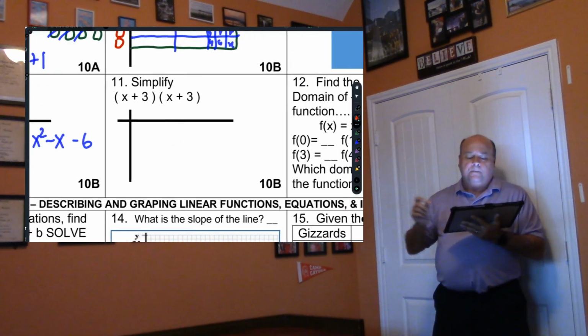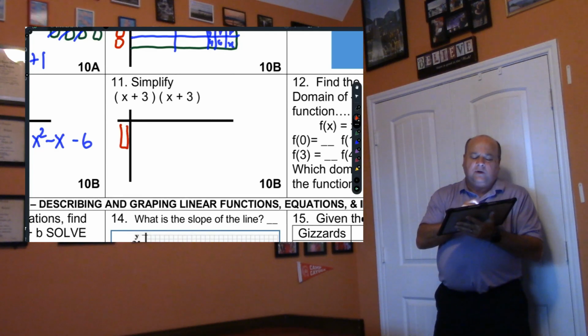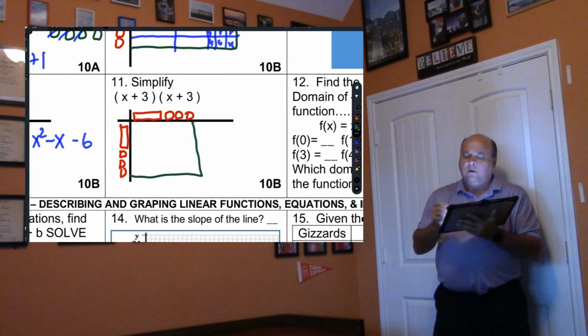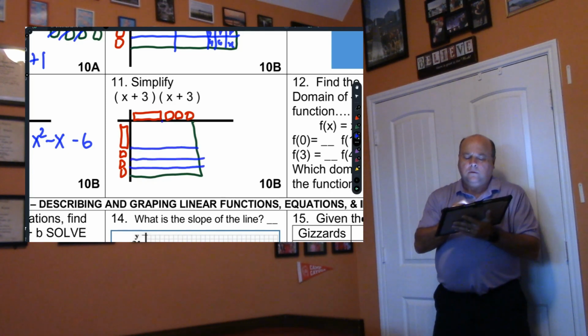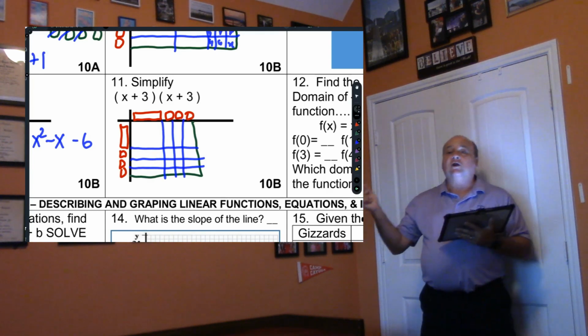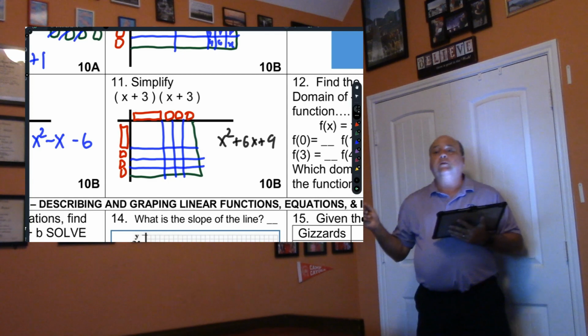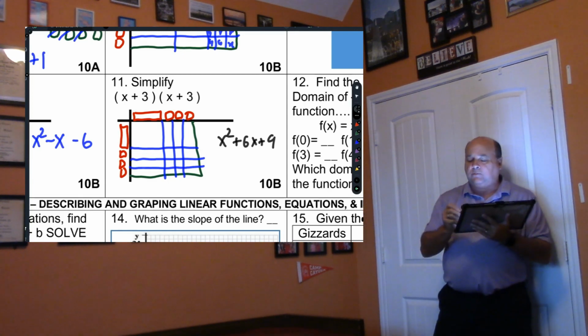Number 11. X plus 3 times x plus 3. A product of squares. We have a rectangle and 3, a rectangle and 3. Draw your answer rectangle. Slice it up. And then there's nothing to cross out, so we're just going to get our answer. We got one big square, we got 6 rectangles, and we got 9 open squares. So x squared plus 6x plus 9.